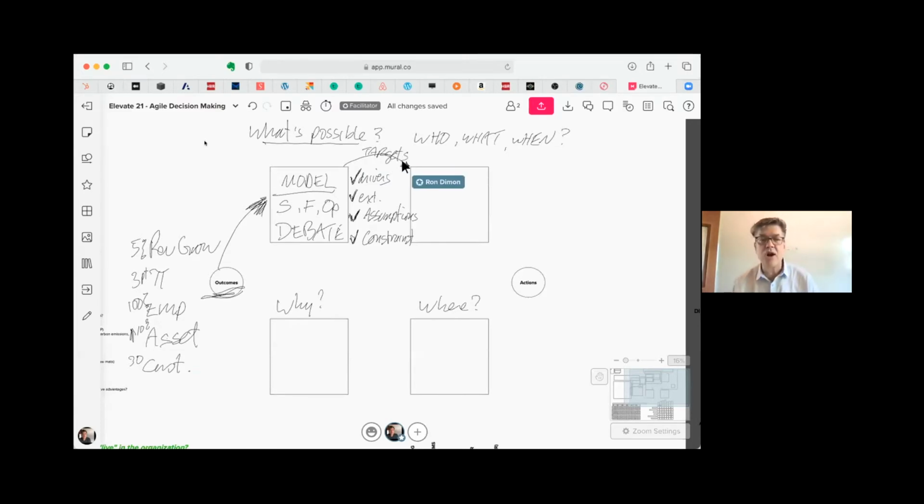The targets are generated. It doesn't even matter if you're a top-down or a bottoms-up or a both-and, meet-in-the-middle planning type of organization.